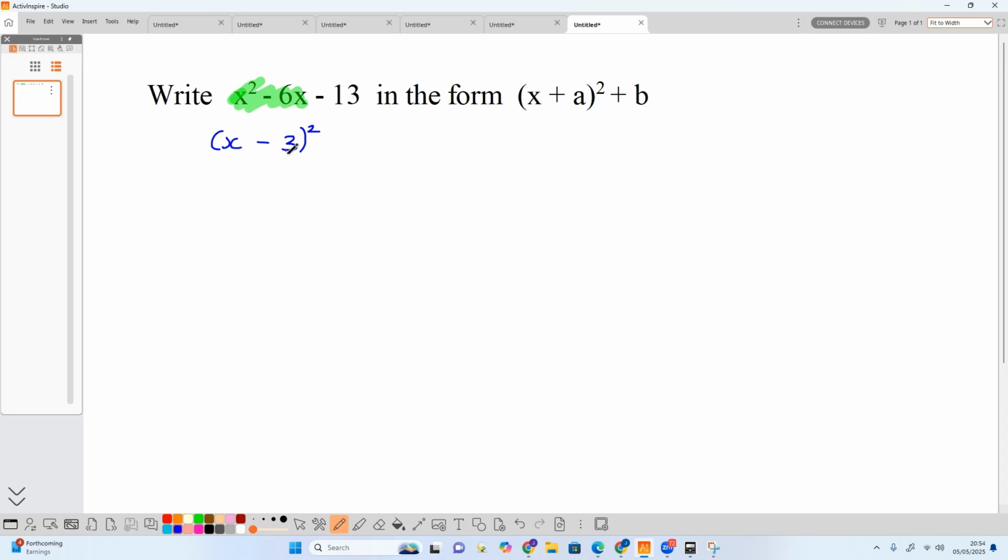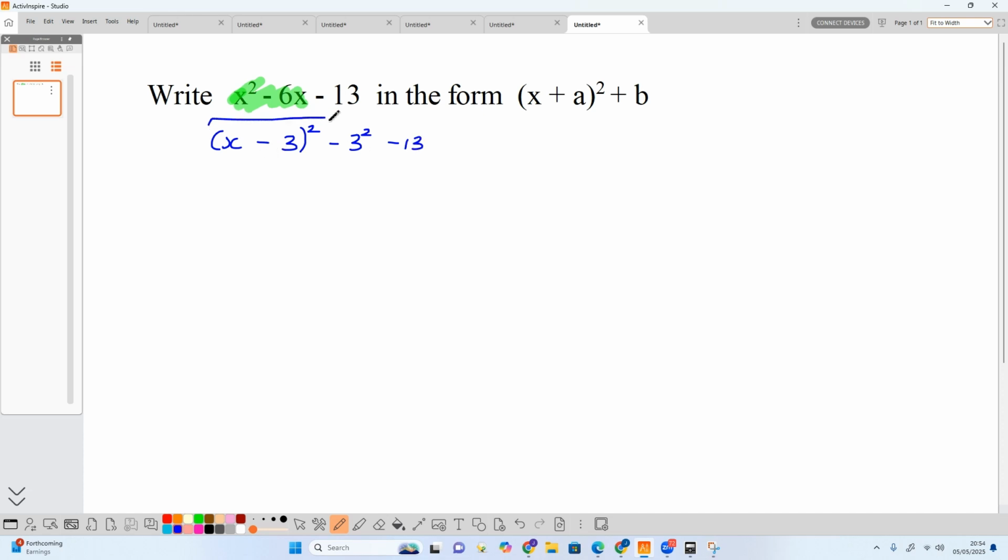Now, if I were to expand that, that would give you x squared minus 6x plus 9 at the end. I don't want plus 9, I'm just dealing with the x squared minus 6x to start with. So we always subtract this number at the end, the 3, squared. If it's positive or negative, it doesn't matter. It's always just subtract that number squared. And then we do want that minus 13. So the minus 13 can then be placed at the end.